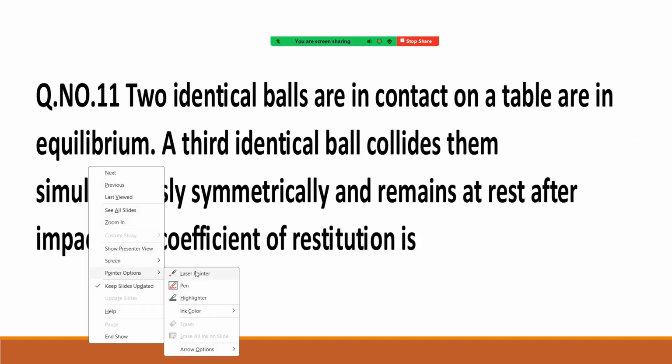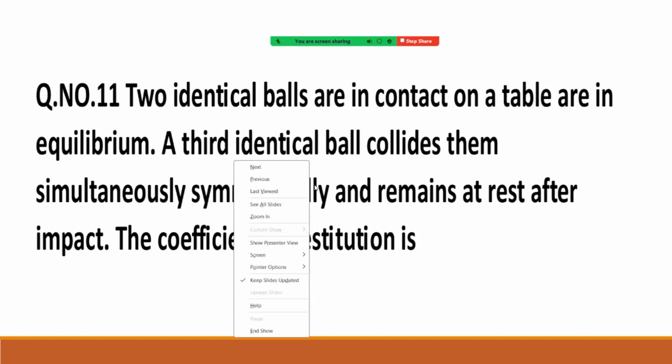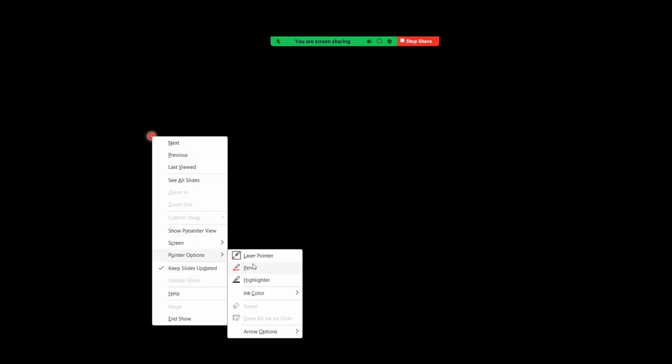Let's see the question carefully. Two identical balls are in contact on a table or in equilibrium. A third identical ball collides them simultaneously, symmetrically, and remains at rest after impact. The coefficient of restitution is, see how to calculate now, coefficient of restitution. So mainly we have to focus on how we are taking components along the common normal. Okay, let us make a diagram.